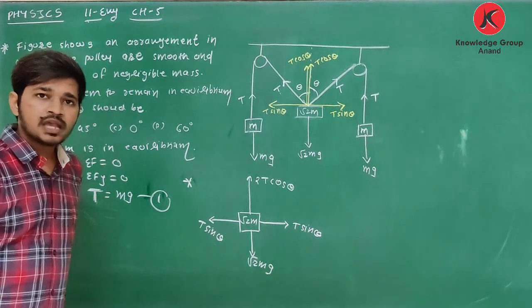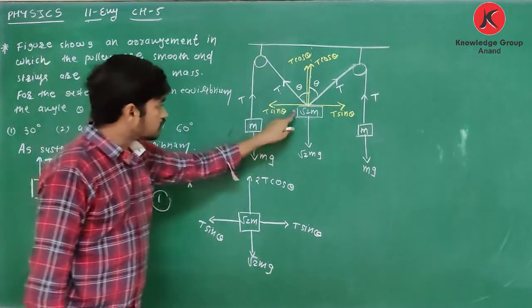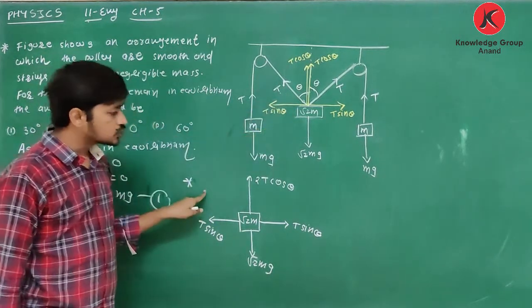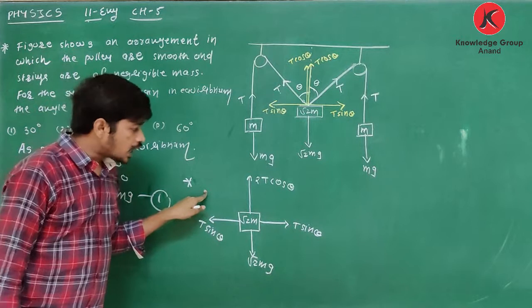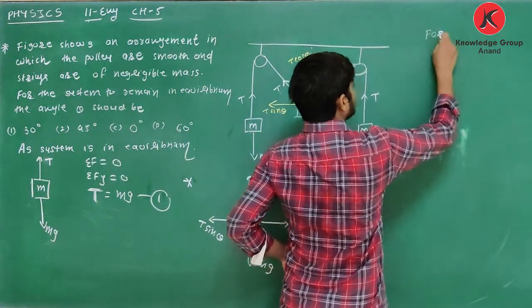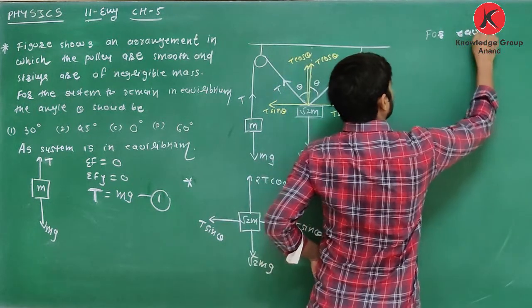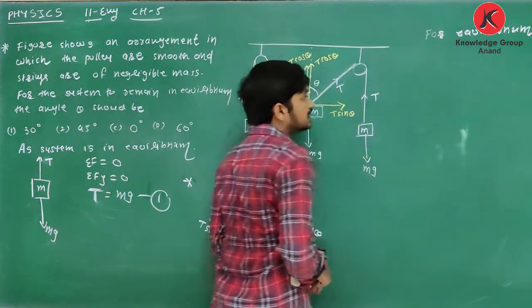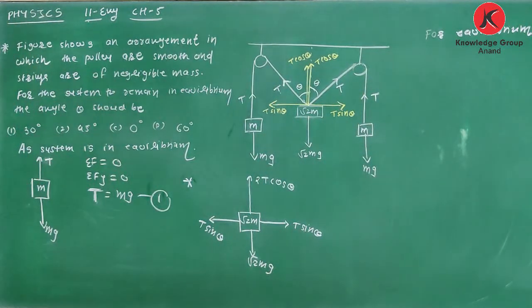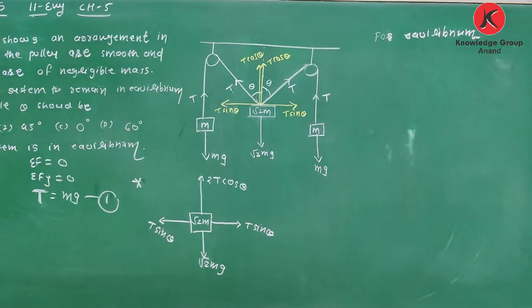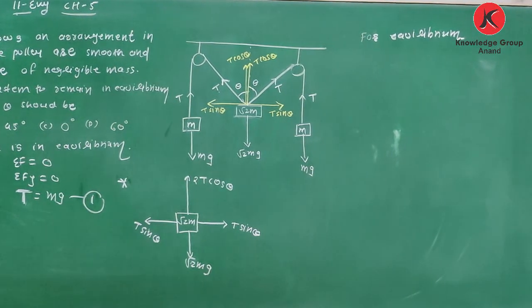Any doubt? Okay. So this block is also in equilibrium. Then how to write the condition for equilibrium? For equilibrium, we know that sigma F is equal to 0.